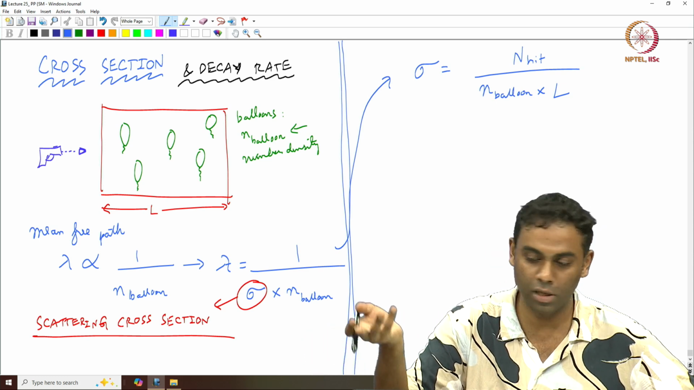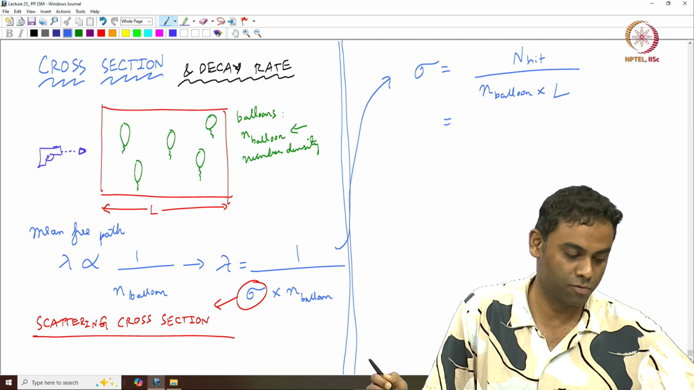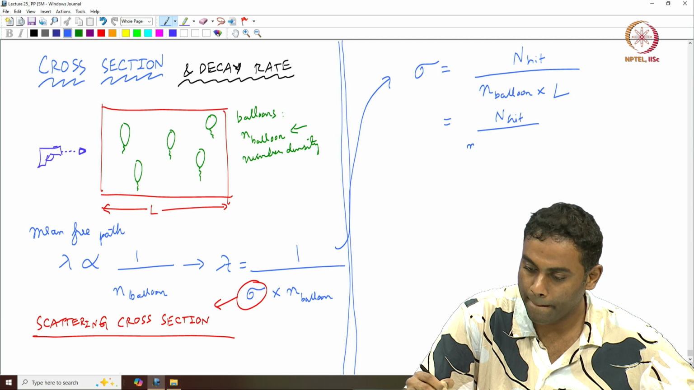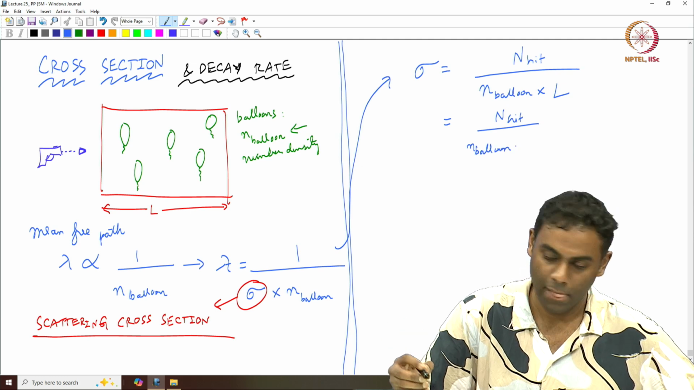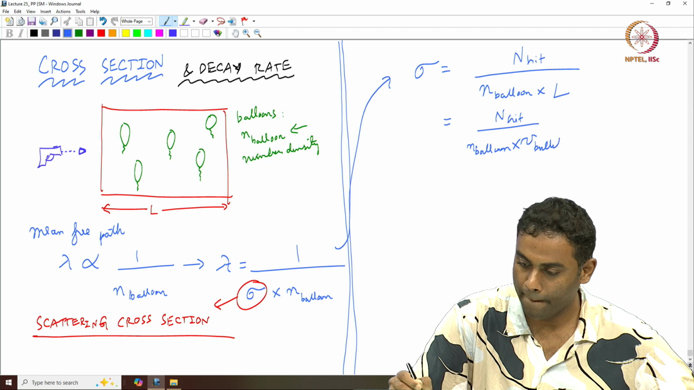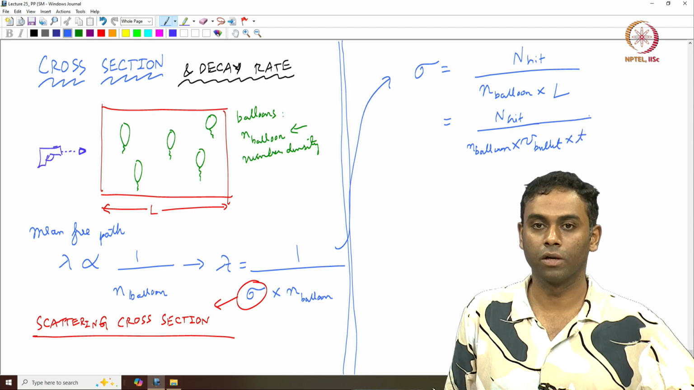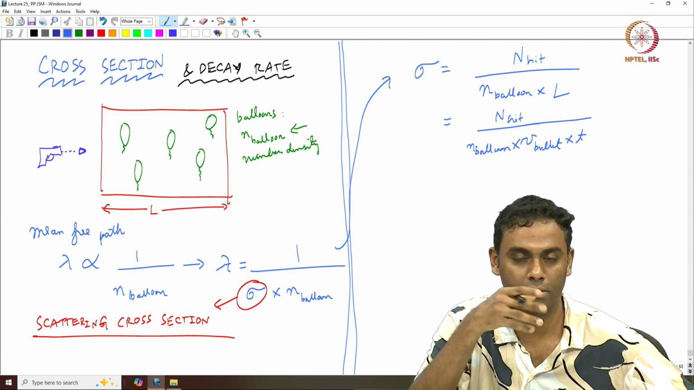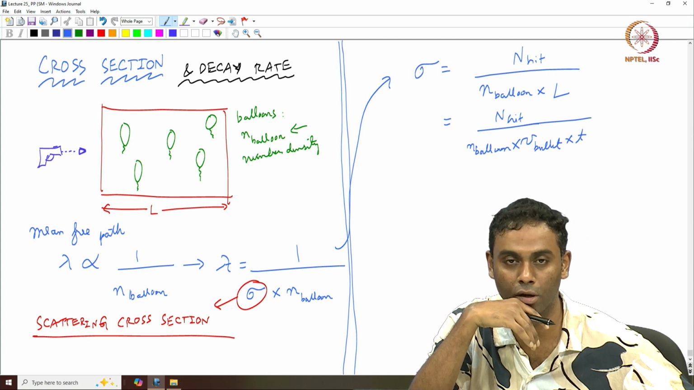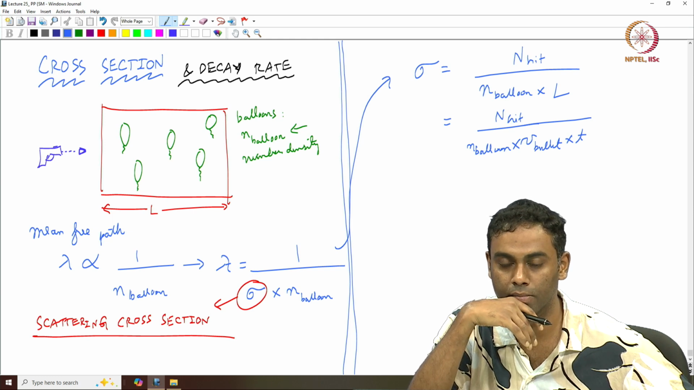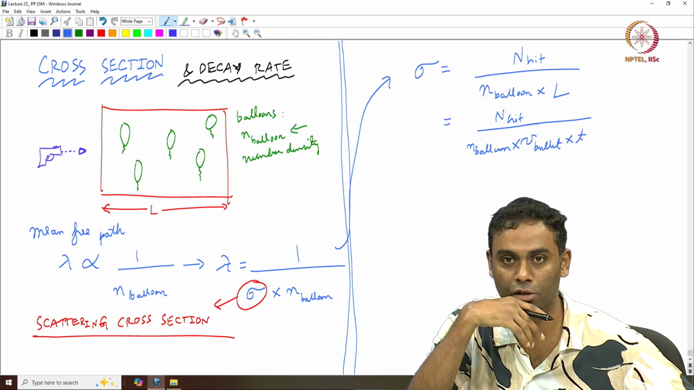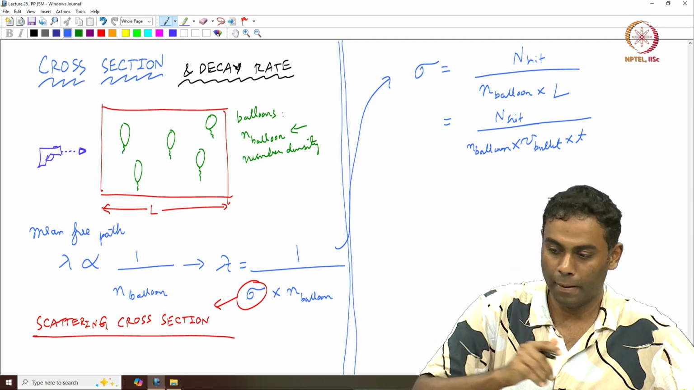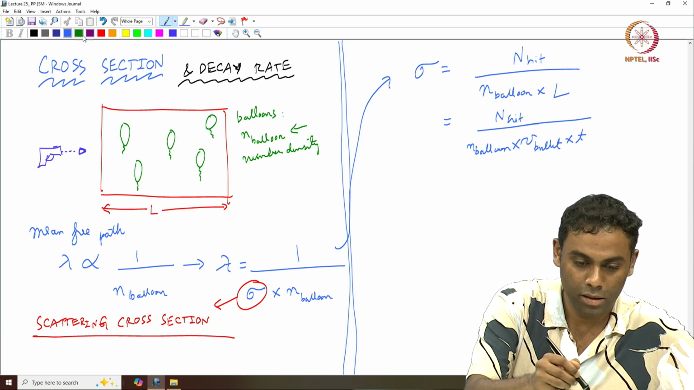Okay, suppose I don't know the length of the box. Suppose it's some very, very long box and I don't know the length, but if I knew the speed of the bullet and the time it took, if I actually have a clock to measure how long it took for the bullet to enter and exit, between entry and exit, that also tells me how to measure the cross section, right?